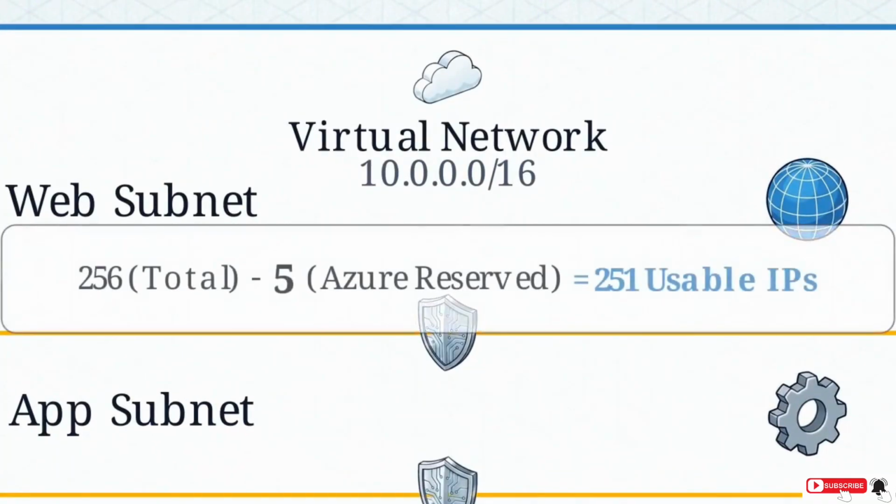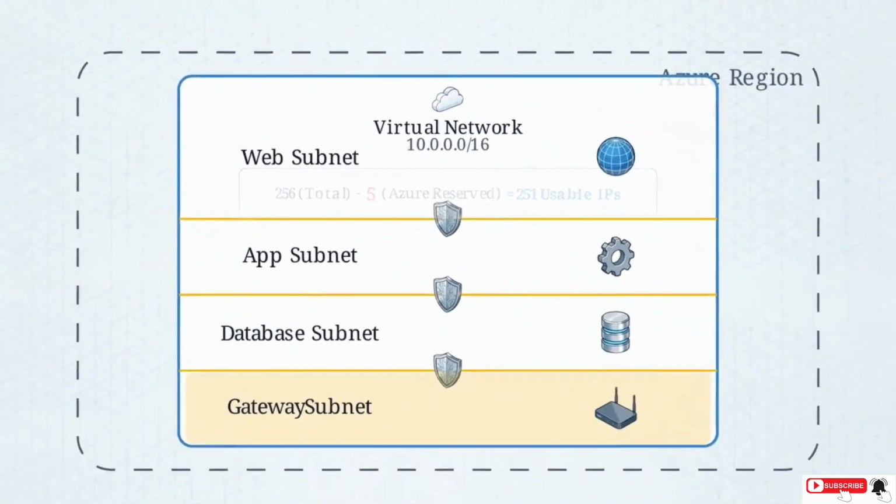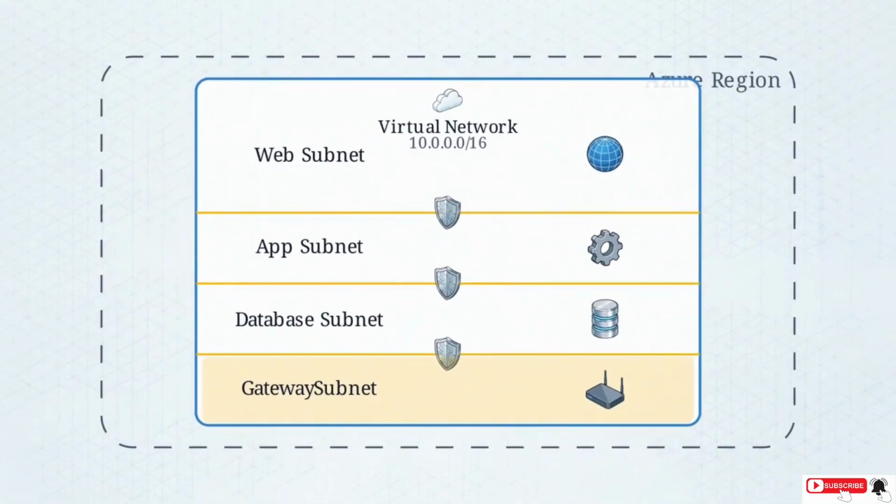Here's a frequent exam trap. If you create a /24 subnet, you generate 256 total IP addresses, but you cannot assign all of them. Azure always reserves 5 IP addresses per subnet. That leaves you with 251 usable IPs. Establishing a clean, non-overlapping VNet divided into correctly sized subnets prevents architectural conflicts before you deploy your first virtual machine.